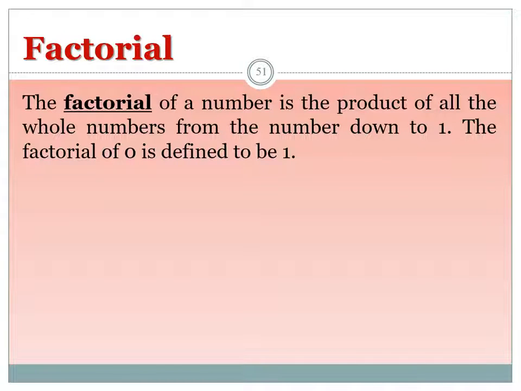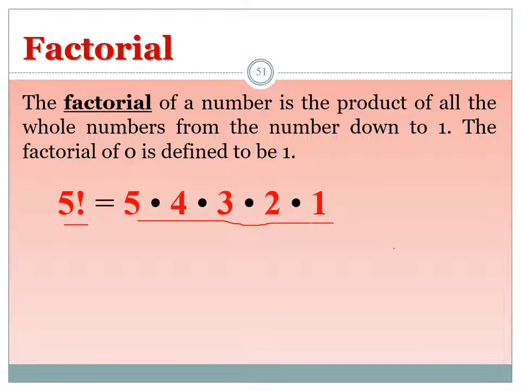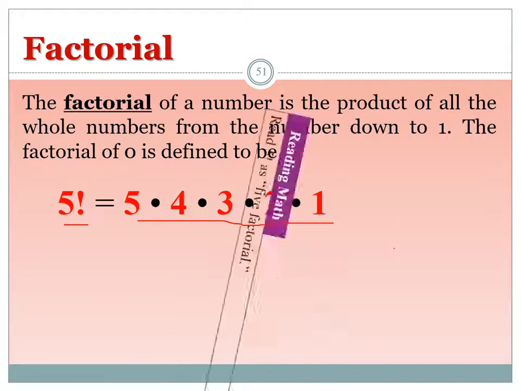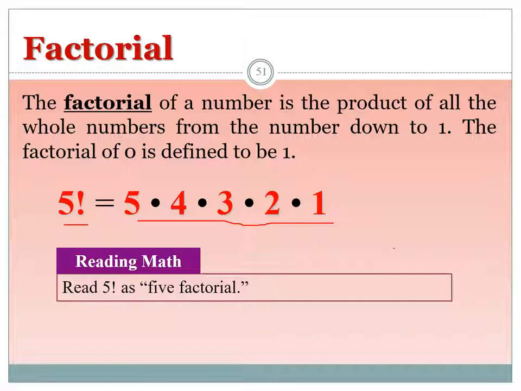So this is factorial. Usually we denote this as 5 factorial, which is the notation, and that means 5 into 4 into 3 into 2 into 1. Similarly, 10 factorial means 10 into 9 into 8 into 7 and so on, up to 1. So this is the factorial.